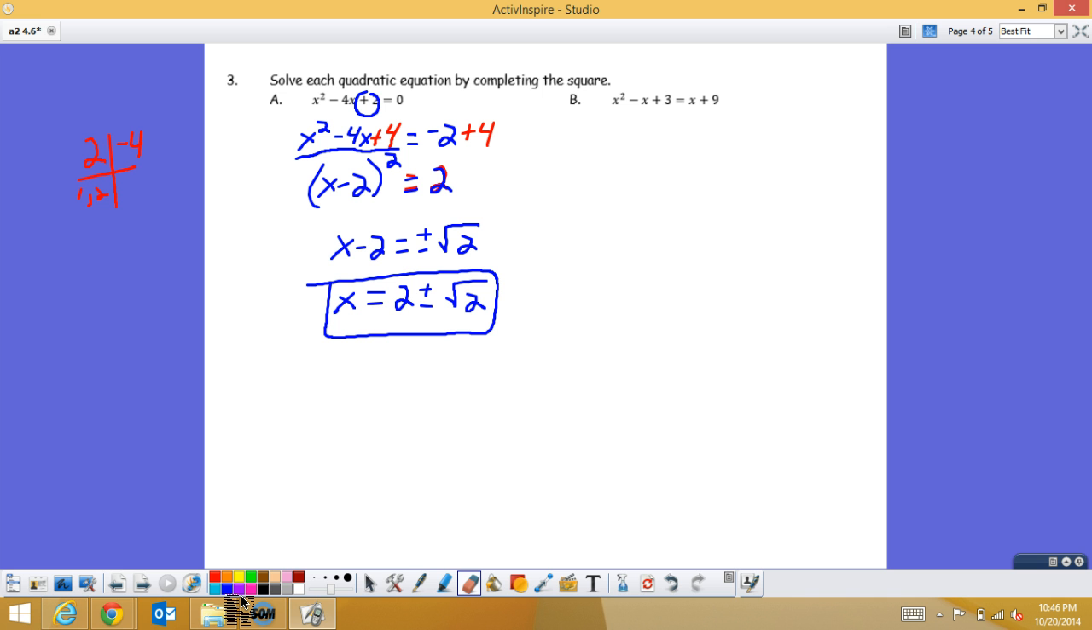Now for b, I'm going to get 0 on the right side by subtracting the x and subtracting the 9.